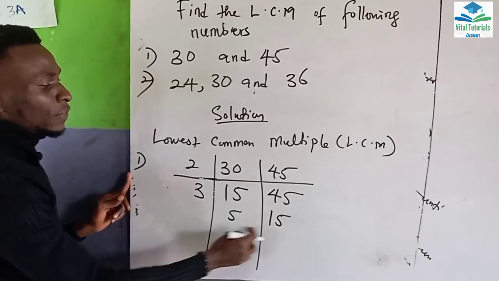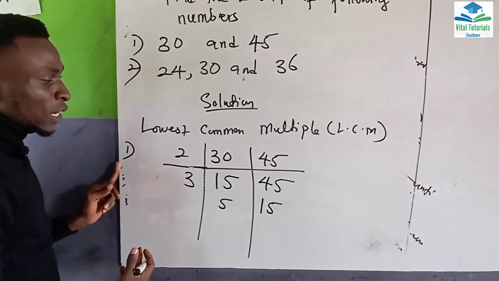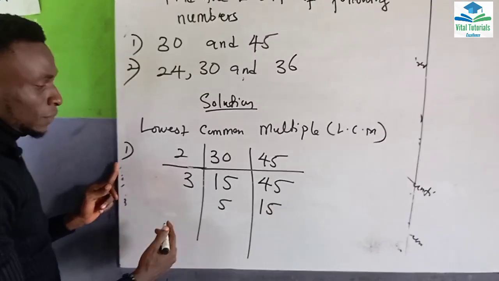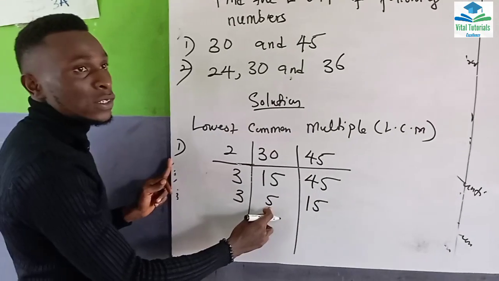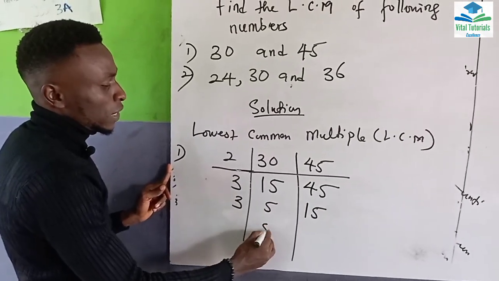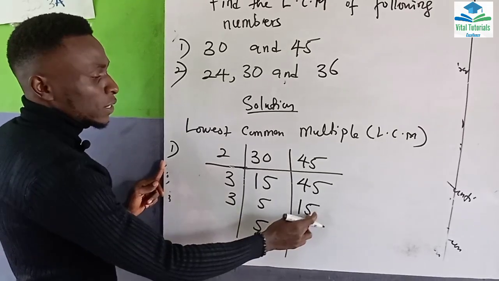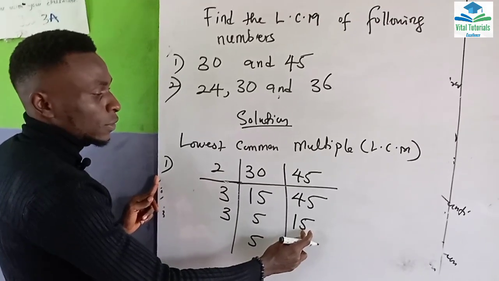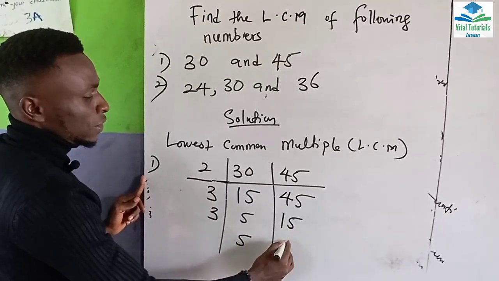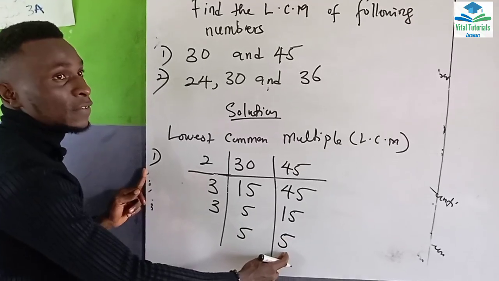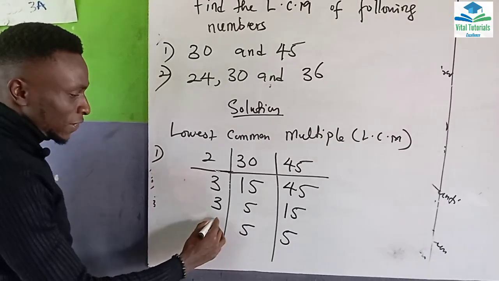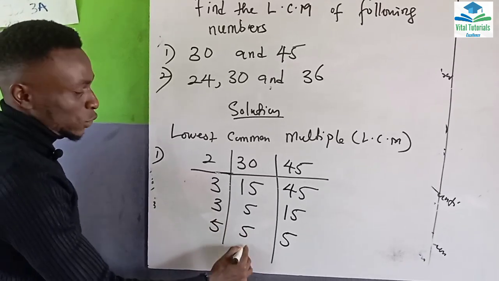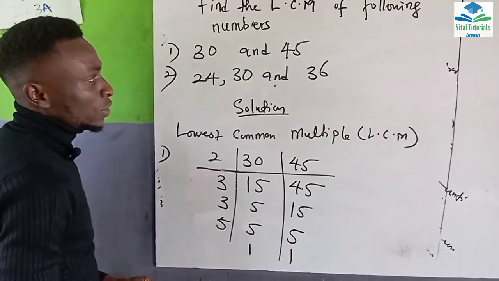Looking at these two numbers, 10 and 15, there could also be a smaller number that can go. That number is 3, because 3 can go into this 15. You use 3 again. 3 goes into this 5, you cannot, so you put down 5. While 3 goes into 15 is 5. Now you have 5 and 5. Once you have the same number like this, just use the number to divide them. 5 goes into this is 1. 5 goes into this is 1.